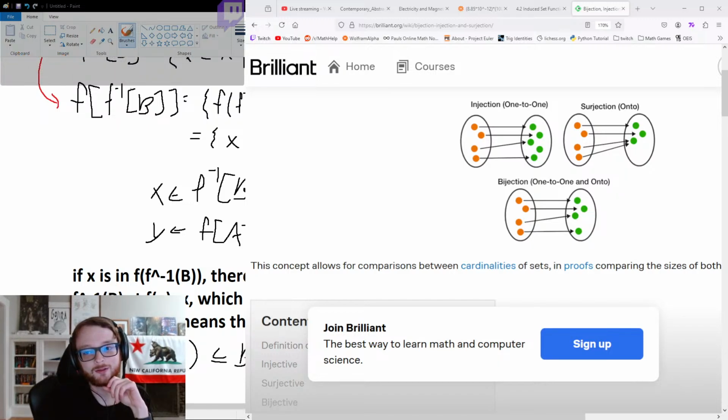Surjective just means every possible output is mapped to. So over here in injective, nothing maps to this output here. Oops, I'm not showing my cursor. Over here in injective, this output here is being left out. Nothing maps to it. Over here in onto, every output is mapped to.